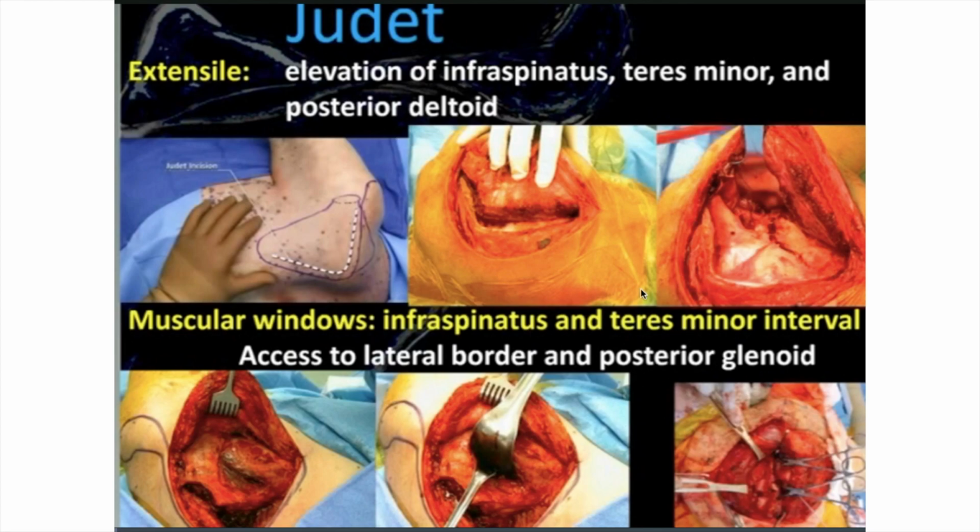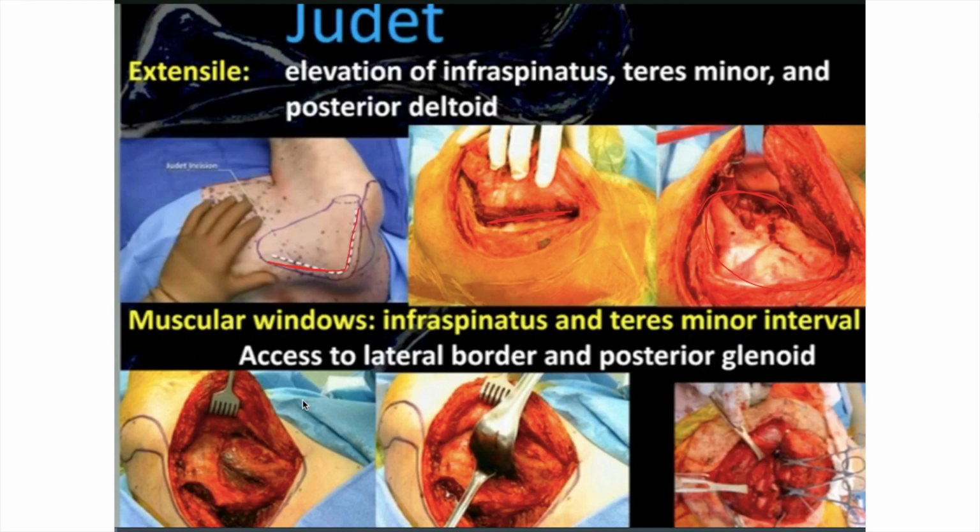So these are some operative pictures which may not be as good as illustrations, but just to show you, this is the modified Judet approach, where the incision is made along the spine of the scapula, extending to the medial border of the scapula. Here the skin flap is raised, then you raise the infraspinatus muscle from medial to lateral, and you can see here the fracture, which is very clear and obvious and can be easily seen.